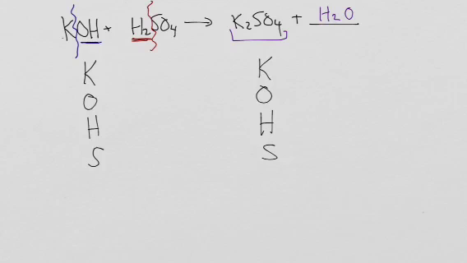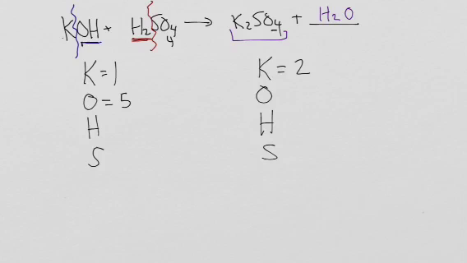And I have S. Okay, how many K's on the reactant side? 1. I've got 1. How many on the product side? 2. Uh-oh. Right away. How many O's do I have here? 5. You're right, I have 5. I've got 1 here and 4 here, right? For a total of 5. How many O's on this side?